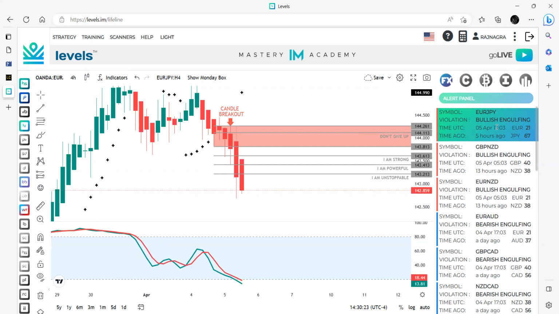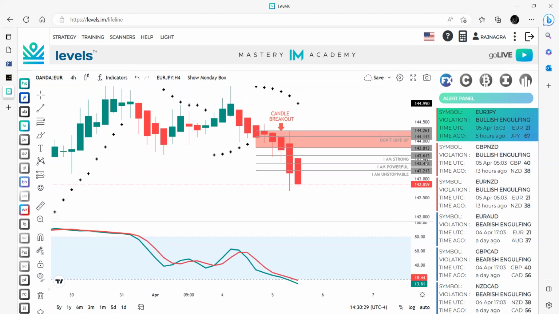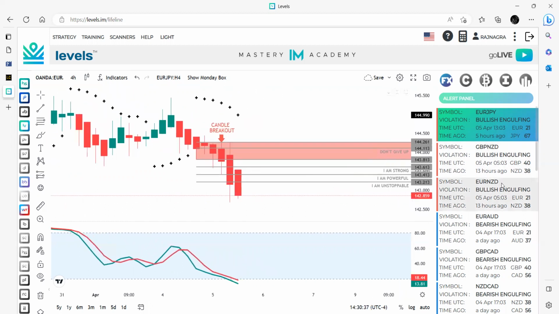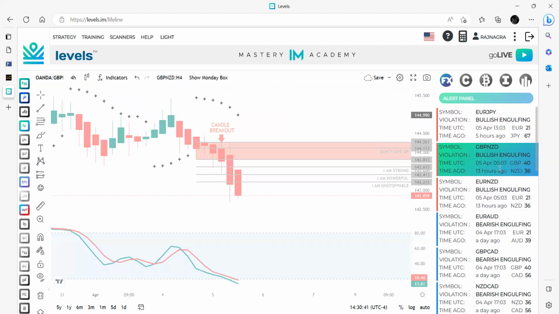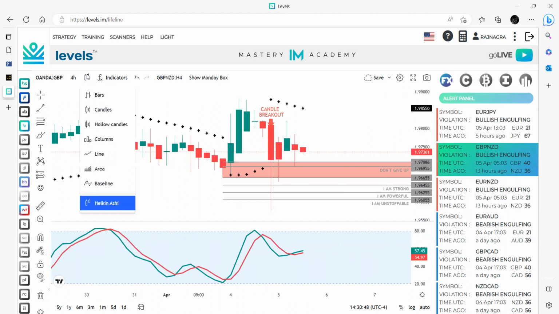So Euro JPY, at the moment, the Euro is 21, JPY 67. If the second currency is stronger, then it means that the market's potentially going to start to move in a downward direction. Anytime the second currency is weaker, it shows that the market is potentially moving upwards. So it completely depends on the trade.